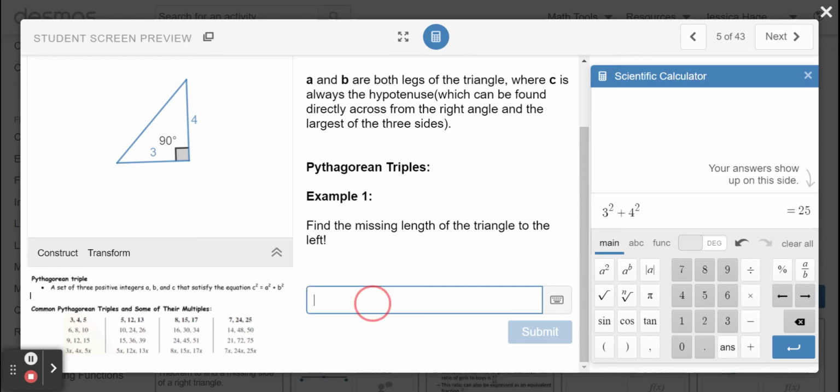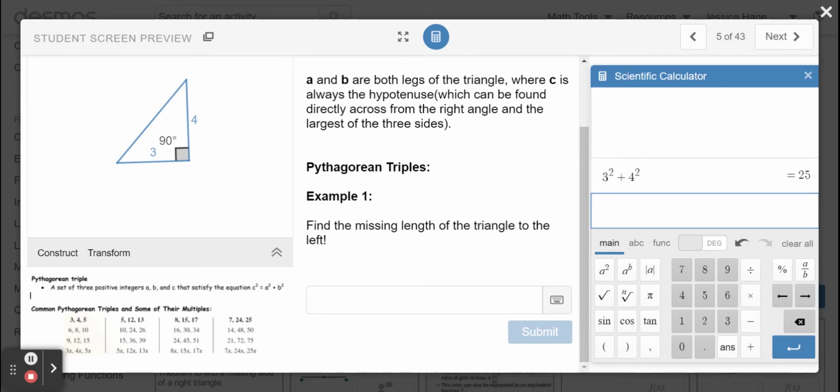Now don't type 25 here. That's not our answer, okay? That is C squared. We still have to do another step because the triple tells us it should be 5. 3 squared plus 4 squared is 5 squared. So we want to hit enter with our keyboard, and then we want to do the square root of 25.